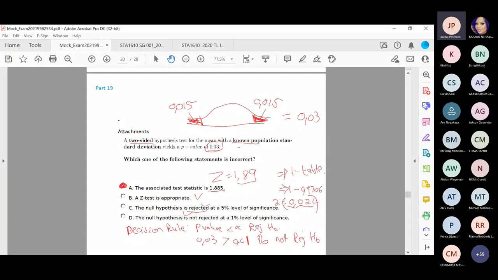So the only option that is not correct there is number one. Because number one should have given us 0.015, or when we multiply it by two, it should give us 0.03, but it's giving us, so if we multiply this by two, it gives us 0.048.